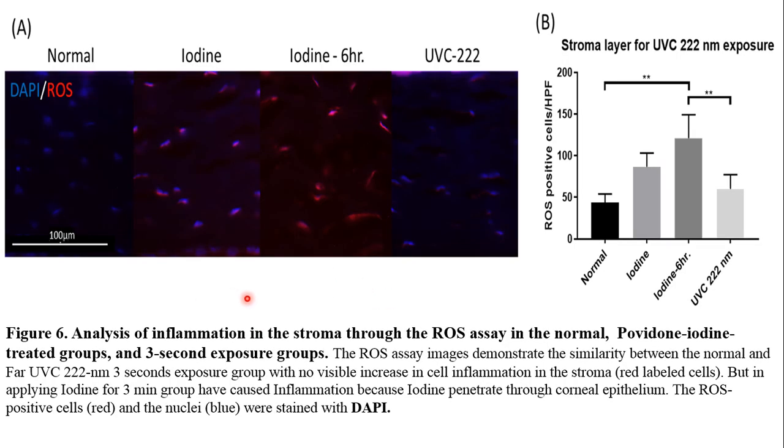This is another figure in which we check the inflammation in the stroma through the ROS assay. The conclusion of this figure is that if we use iodine for a long time, it will penetrate through the cornea epithelium layer and cause some inflammation in the stroma. So it is not better to use iodine.